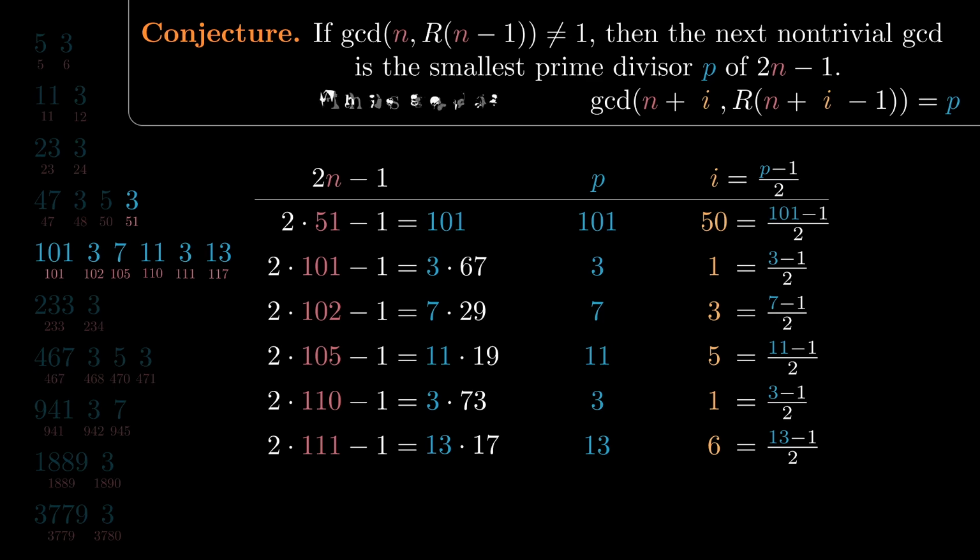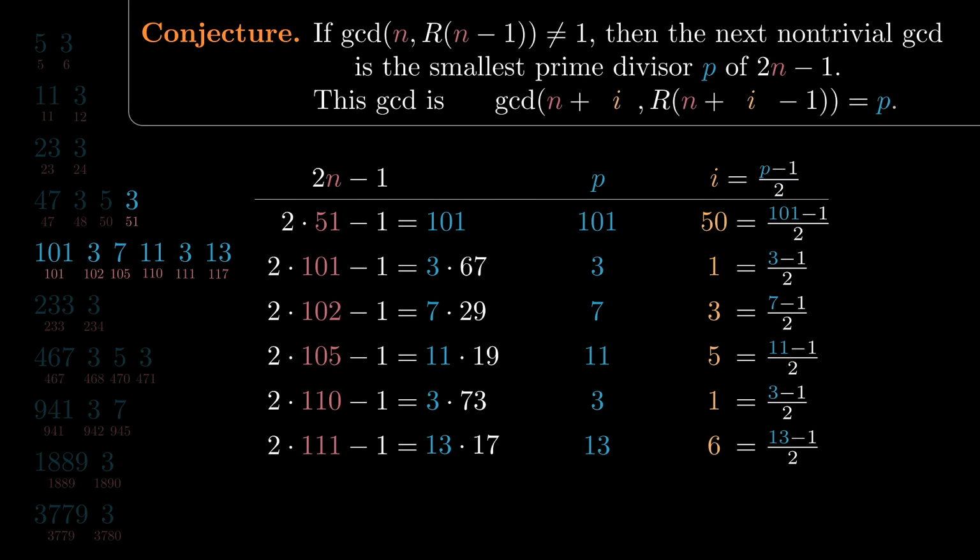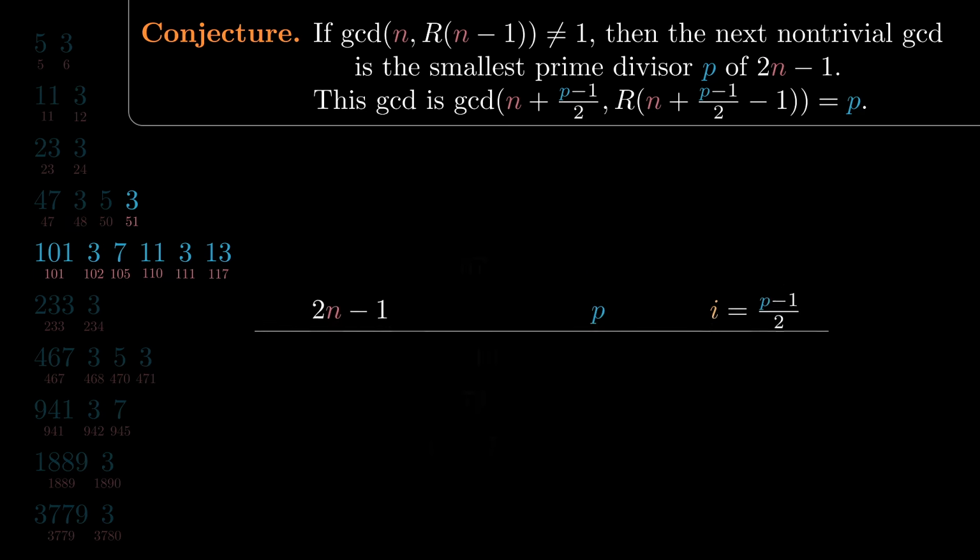Great! So we think we know what the next non-trivial GCD is, and also where it appears. That means we have a shortcut for computing the sequence of GCDs. This shortcut lets us jump directly from one prime GCD to the next, skipping over all the ones. Let's check that it correctly generates the cluster beginning with 467.